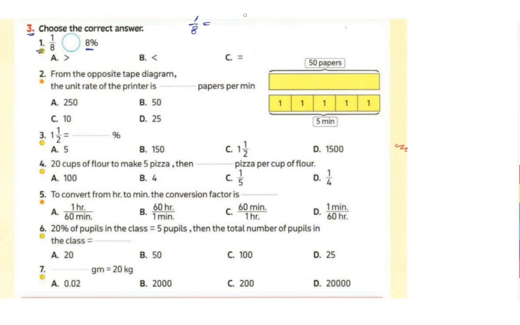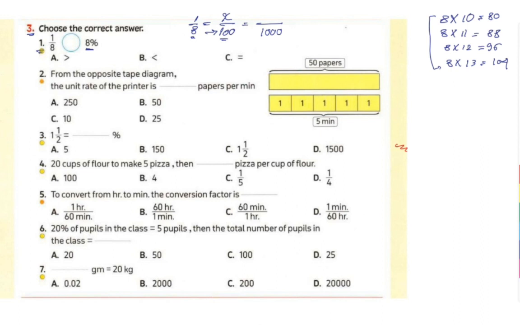We know that I cannot make this 8 as 100. Why? 8 times what equals 100? There is nothing. If you try 8 times 10, that equals 80. 8 times 11, that's 88. 8 times 12, that's 96. 8 times 13, 104. We can conclude that I cannot make this 8 as 100, but I can make it as 1000.